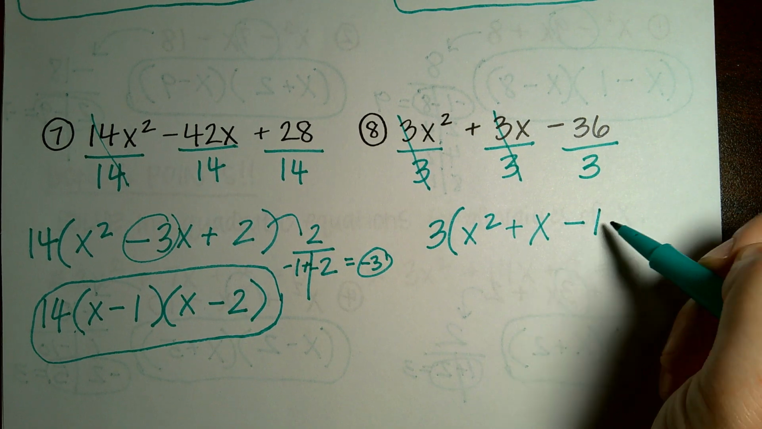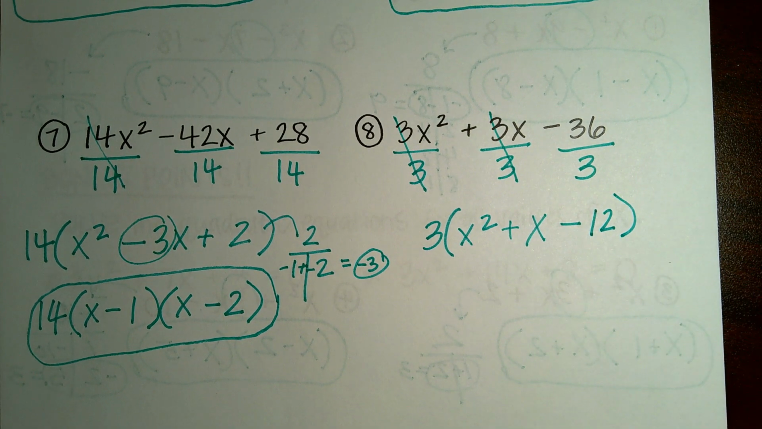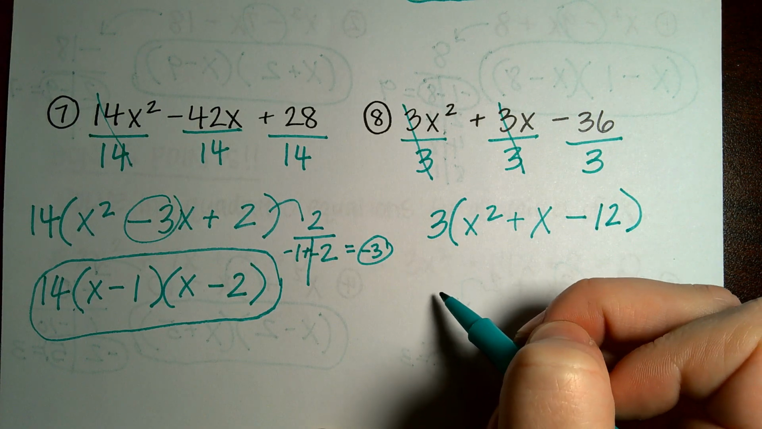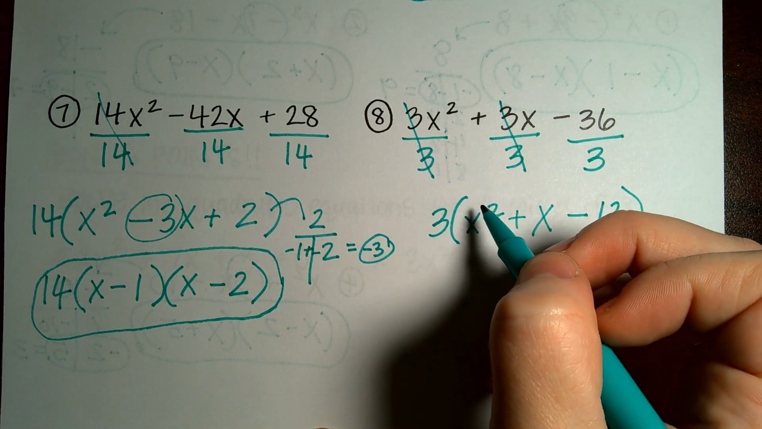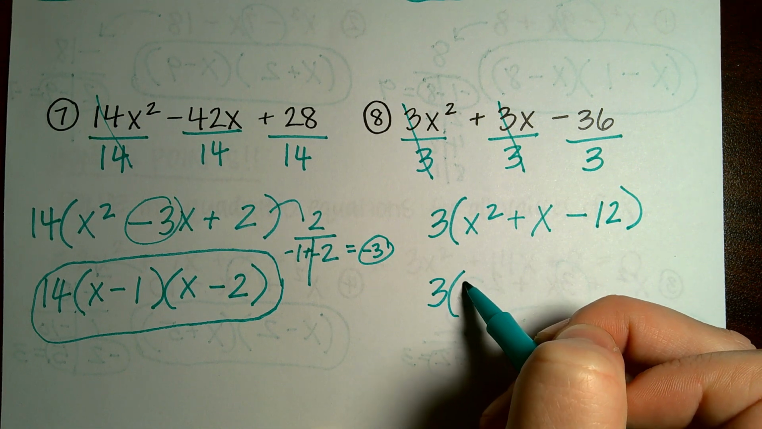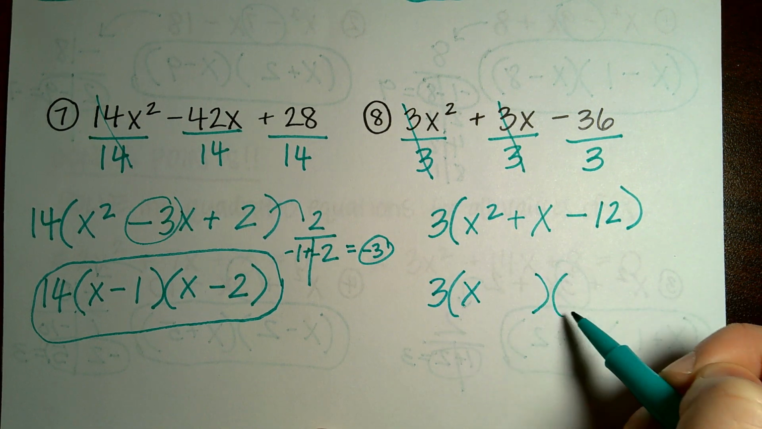Good. Okay, so all these on this page are really nice because we can factor out a number and get our a to equal 1. The next page is where we go one step trickier.